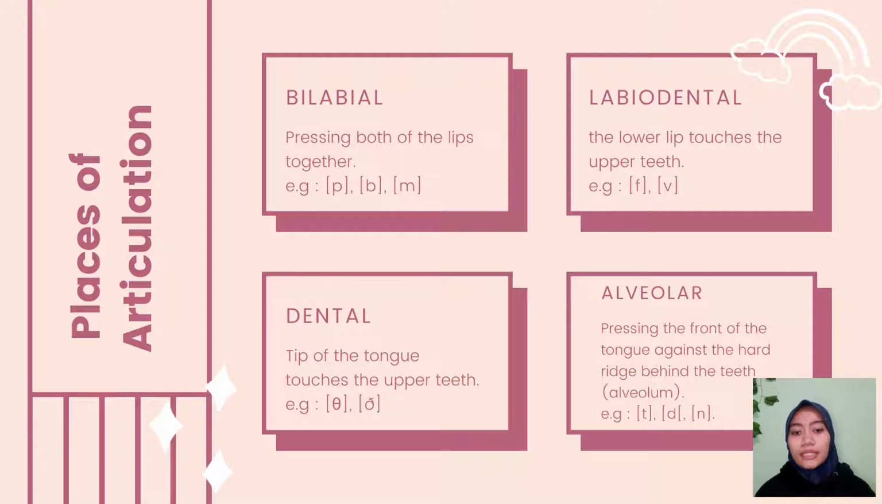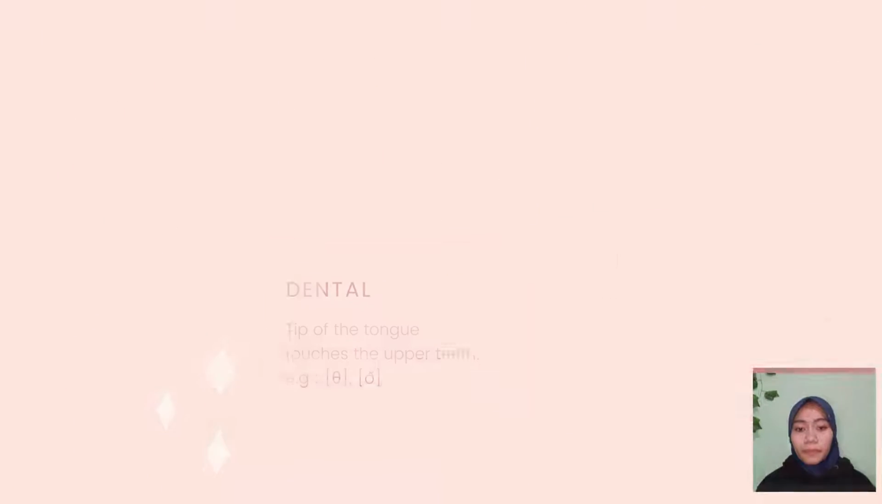The next is a sound made by pressing the front of the tongue against the hard ridge just behind your teeth, known as the alveolum, so it's called an alveolar sound. The alveolum is also known as the pizza ridge, because that's where you burn your mouth when you take a big bite of hot sliced pizza. The examples of the sound are t, d, and n.